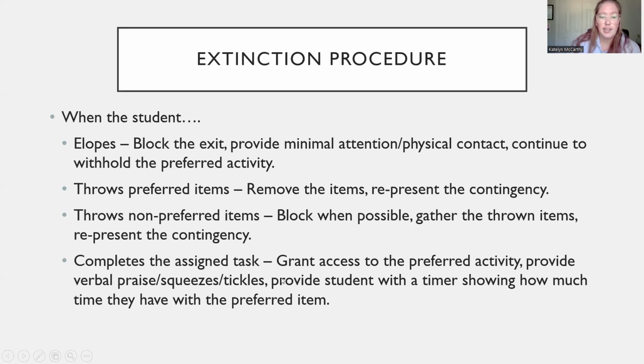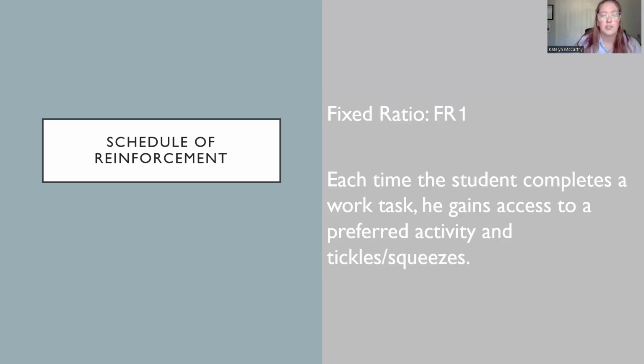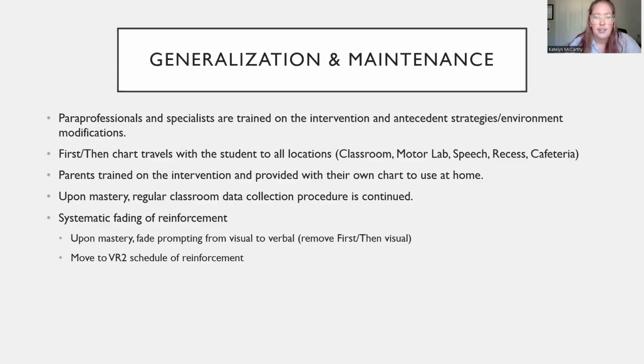When he completes the assigned task, we will grant access to the preferred activity, provide verbal praise, squeezes, and tickles. The squeezes and tickles are actually more reinforcing than the verbal praise, but they usually go together. Provide the student with a timer showing how much time they have with the preferred item. Our schedule of reinforcement will be a fixed ratio, FR1. Each time the student completes a work task, he gains access to a preferred activity and tickles or squeezes.